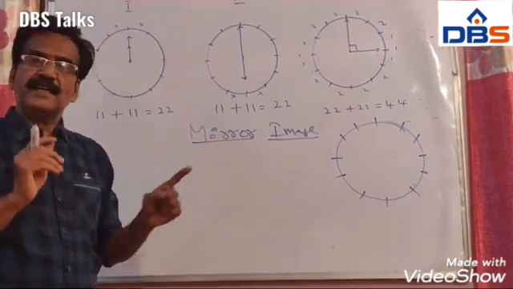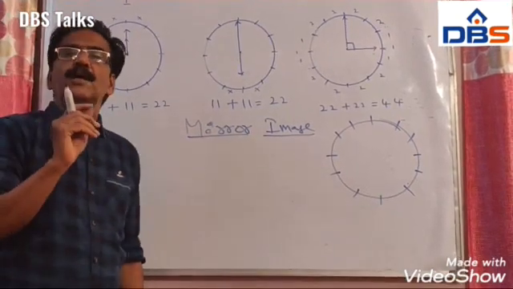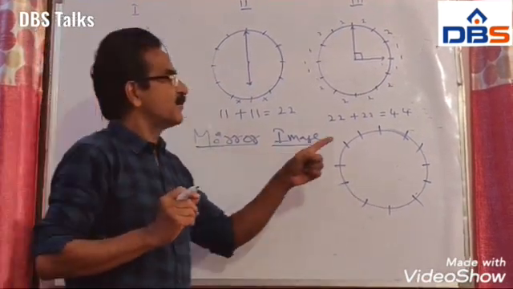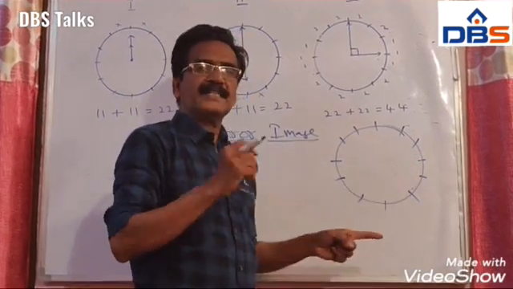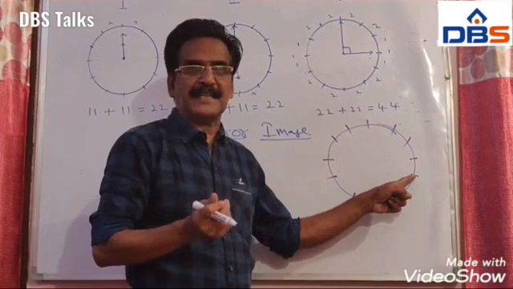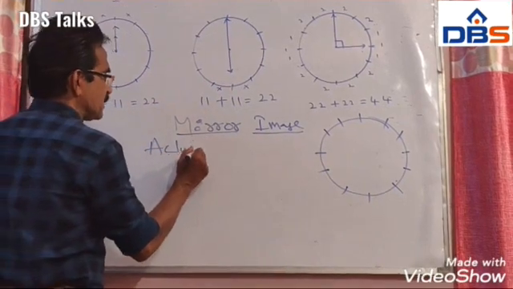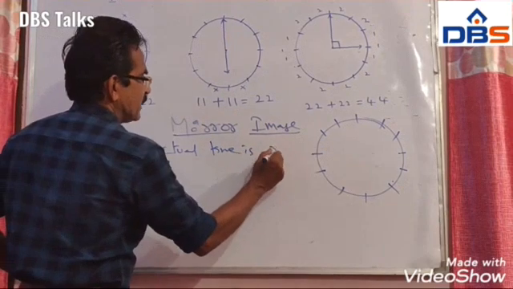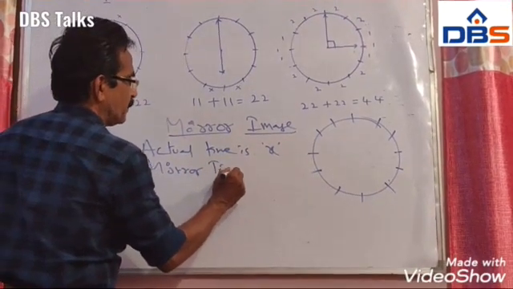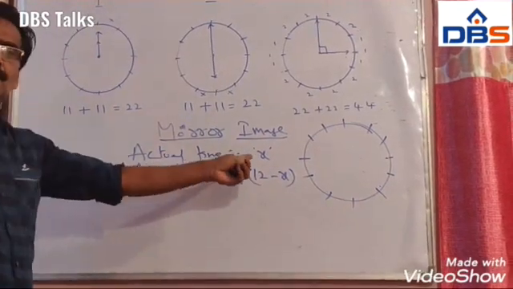So, if the actual time is x hours, then we have to do 12 minus x to get the time in the mirror. See, actual time is 3, 12 minus 3, 9 is the mirror time. The actual time is 4, 12 minus 4, 8 is the mirror time. So if the actual time is x hours, then the mirror time or image time is 12 minus x hours. If minutes are also given, then also we have to follow the same rule.